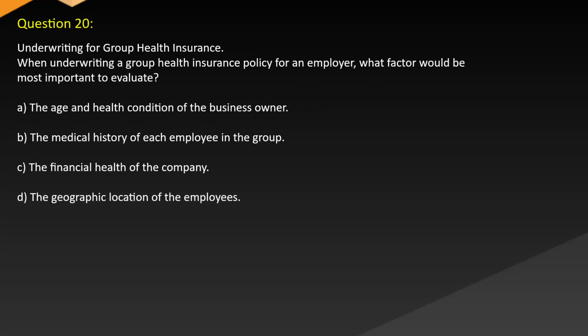Question 20. Underwriting for group health insurance. When underwriting a group health insurance policy for an employer, what factor would be most important to evaluate? A. The age and health condition of the business owner. B. The medical history of each employee in the group. C. The financial health of the company. D. The geographic location of the employees.